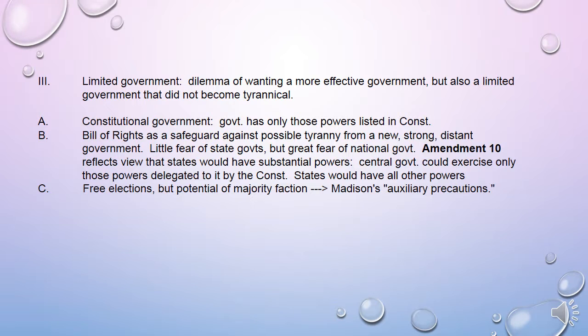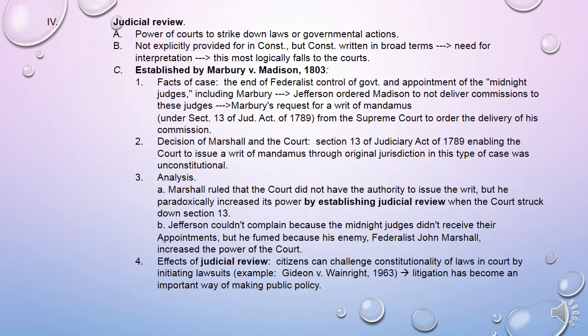Free elections, but potential of majority faction. So Madison's auxiliary precautions. Okay. Judicial review, the power of courts to strike down laws or governmental actions. So these aren't explicitly provided for in the Constitution, but the Constitution is written in broad terms, as we discussed. So somebody has to interpret the Constitution, and that fell onto the courts, and it was established in the very famous Supreme Court case of Marbury versus Madison.